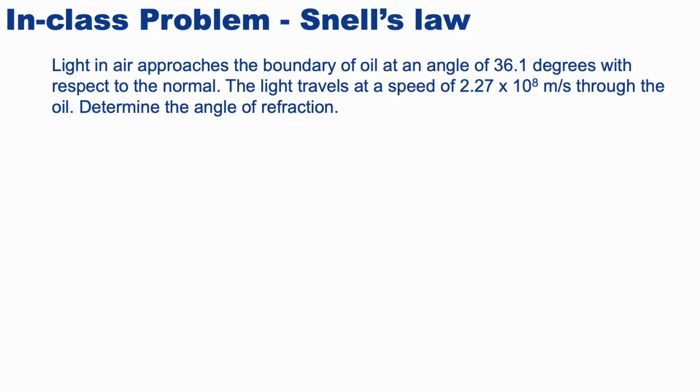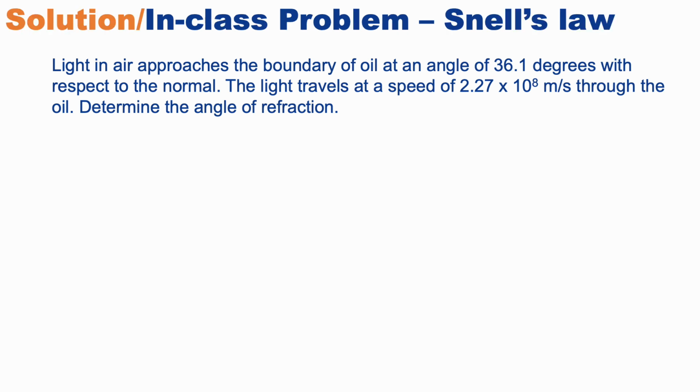So now that we have introduced the Snell law, let's do two examples. The first example is, let's assume that light that travels in air approaches the boundary of oil. All right, and we know that the incidence angle is 36.1 degrees with respect to the normal, and the light travels at the speed of 2.27 multiplied by 10 to the power of 8 through the oil, and they want us to estimate the refracted angle. All right, so let's do the problem.